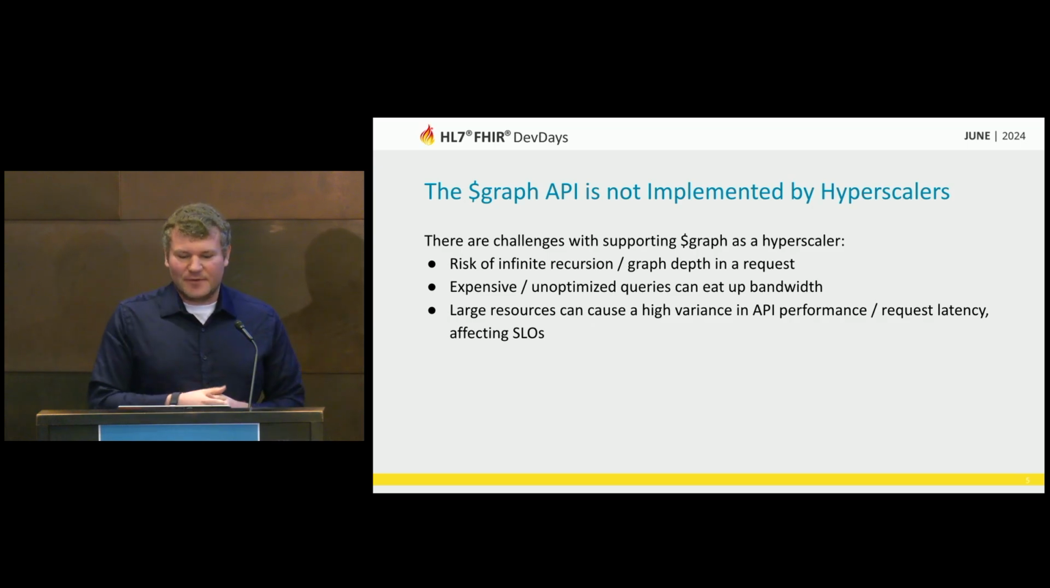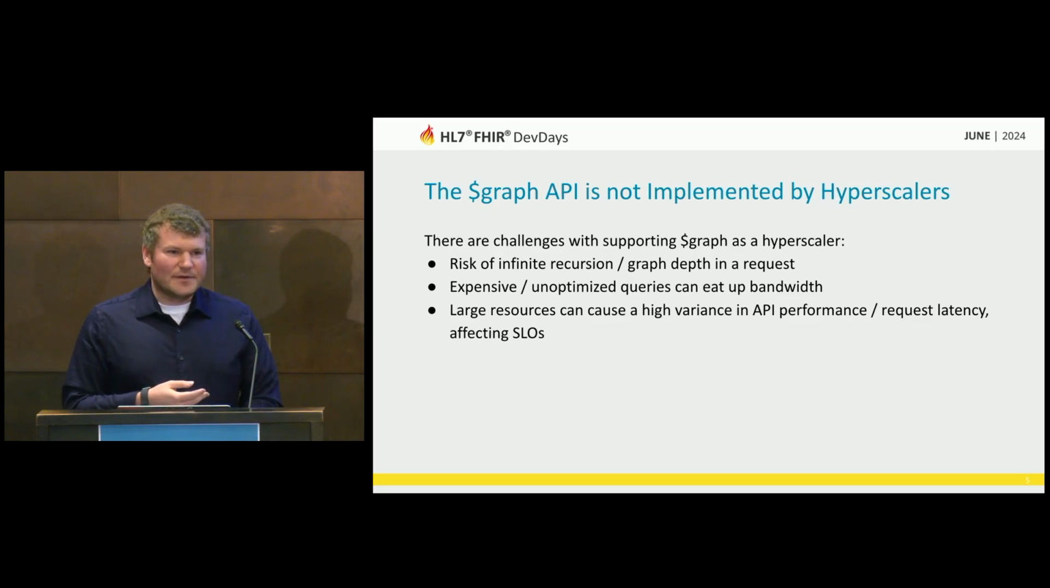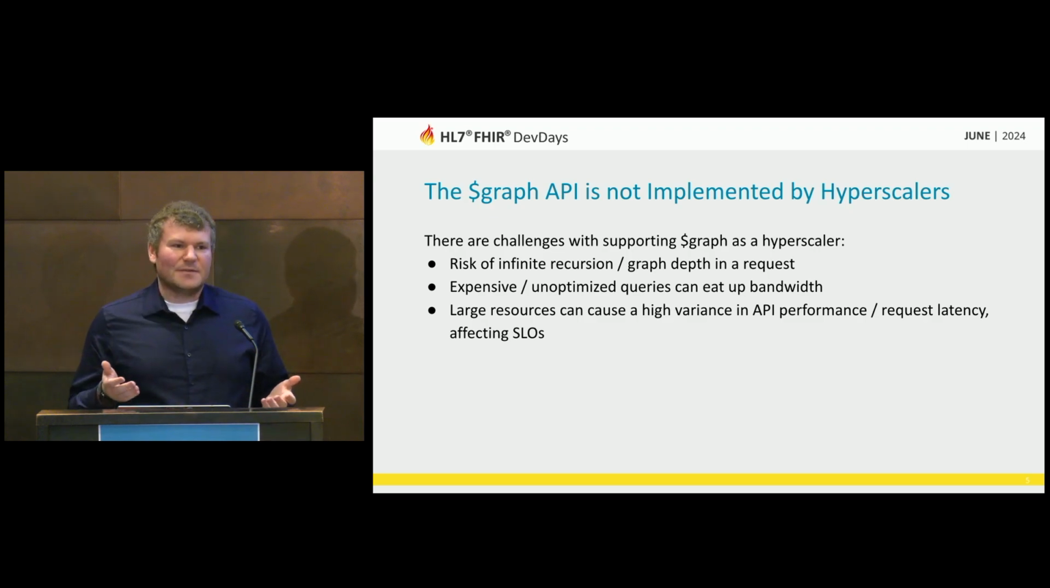And frankly, it's for a good reason. There are a lot of really big challenges for implementing this at a global scale where you're giving a lot of control to the clients calling your FHIR server. There's a risk of infinite recursion or graph depth in the request. So if somebody hits your FHIR server with a graph that's poorly defined that has a cycle in it, you're gonna run into big problems.